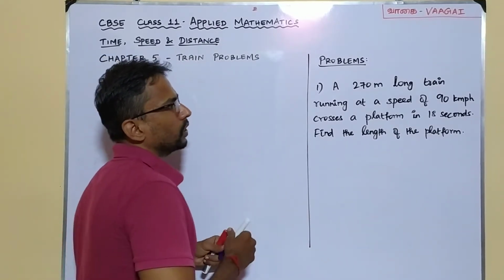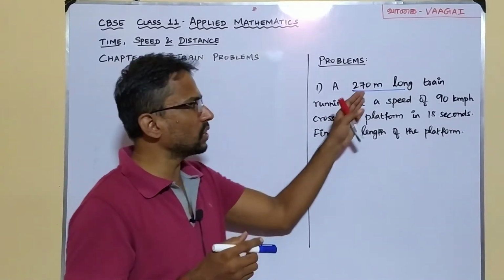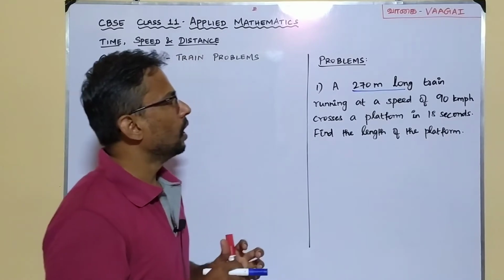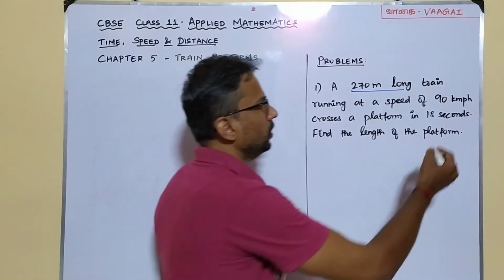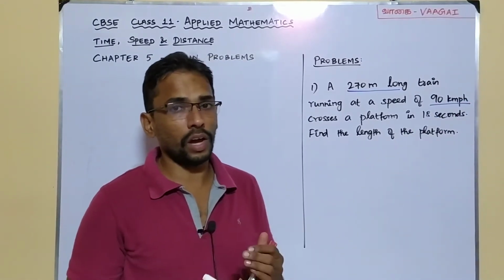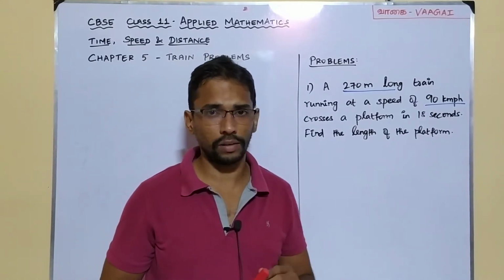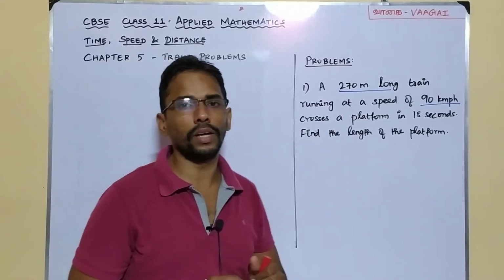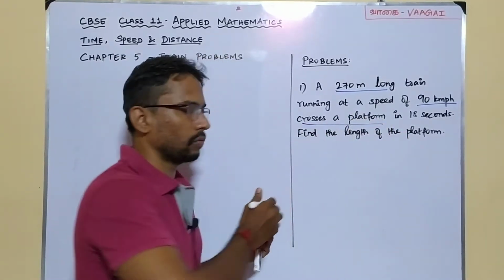So let's note down the data. A 270-meter long train. So that means this 270 meter is going to be the length of the train. And it's going to run at a speed of 90 km per hour. So they have given the speed of the train also, which is 90 km per hour. And be careful, here the speed is given in terms of kilometer per hour, right? And it is going to cross a platform. That's another very important piece of information we must note.